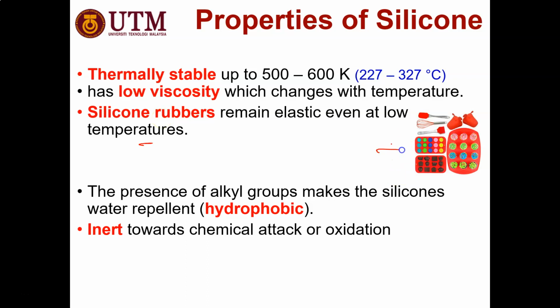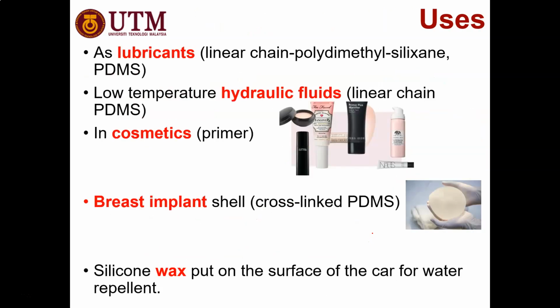Okay, so kenapa saya letak kat sini? Kalau awak tahu all those baking tools, kenapa dia elastic semua walaupun high temperature boleh balik pada tu, sebab dia adalah silikon. So the presence of the alkyl group, dia kan sentiasa ada alkyl group kan, makes the silicone water repellent and hydrophobic, which is why bila awak bake benda pun dia tak melekat-lekat, awak masak benda dia tak melekat-lekat. And it is inert towards chemical attack or oxidation, which makes it very stable. Hence, dia ada banyak kegunaan.